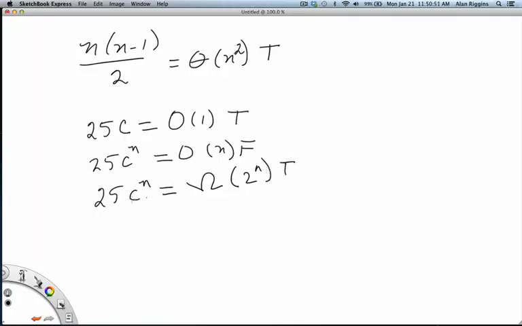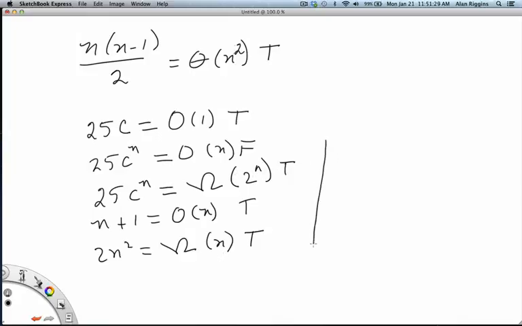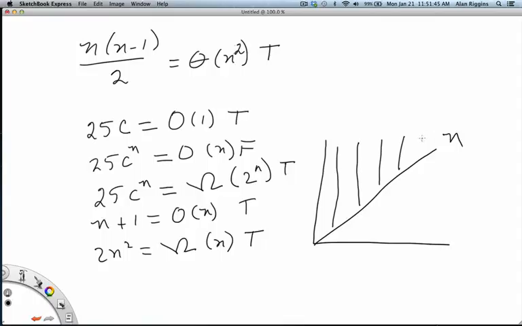The next problem. N plus 1 equals big O of n. Yes, this is true. This one should be obvious. This is true. 2n squared equals big omega of n. Is this true? Yes, this is true because big omega of n is the set of functions that grow at a faster rate than n. In other words, if we graph this, n, does n squared fall on the shaded area? The set of functions that will grow at a rate equal to or faster than n are here. Is n squared in the shaded region? Yes, it is. Therefore, in fact, it's true.